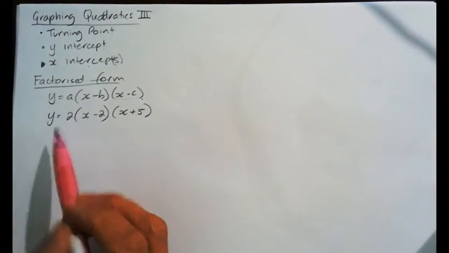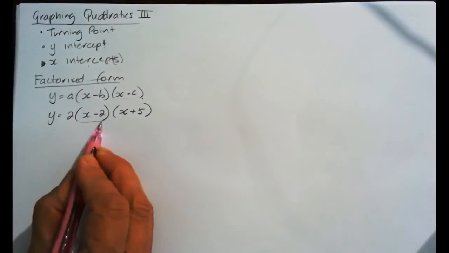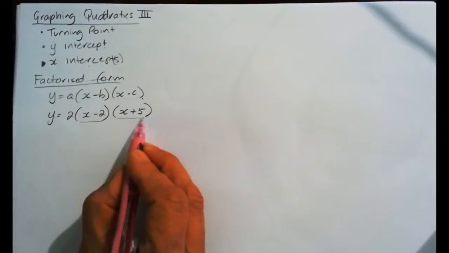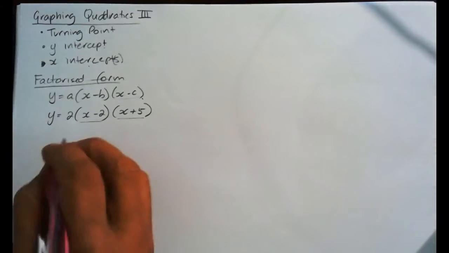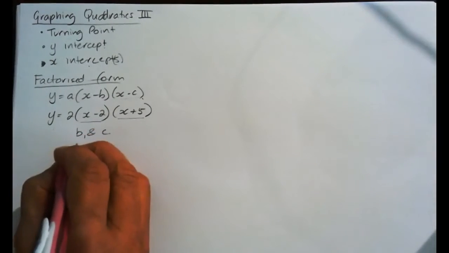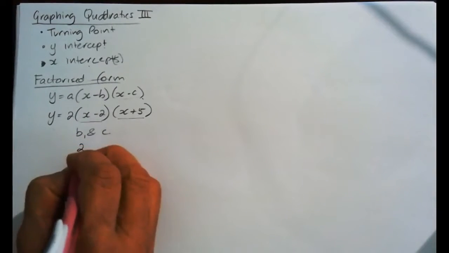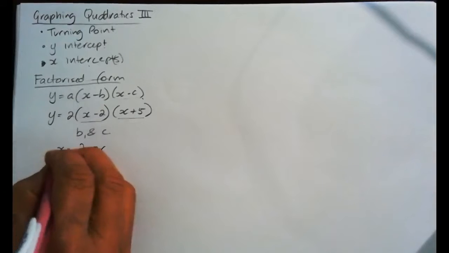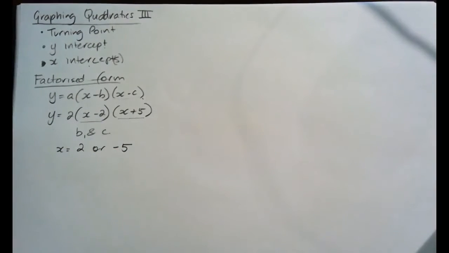So the graph we're going to look at is y equals 2 times (x minus 2)(x plus 5). So we know our x-intercepts occur when y equals 0, so therefore x minus 2 could equal 0 or x plus 5 could equal 0. So basically our x-intercepts are going to occur at B and C. So in this case, if x minus 2 is 0, x is going to be 2, or x could equal negative 5. So there's our two x-intercepts.